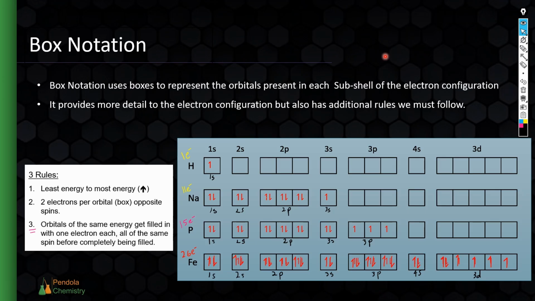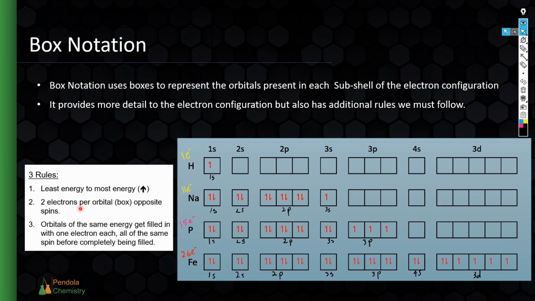So, oops, let me erase my lines so you can see. So these are just the different box notations. It's very similar to what we did with the standard notation, but the main difference being that we are now adding some extra rules because we're showing that orbital level.